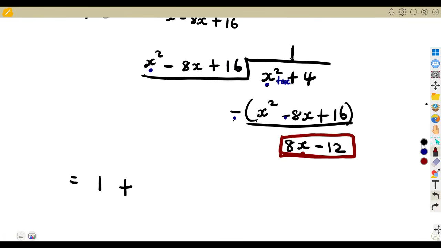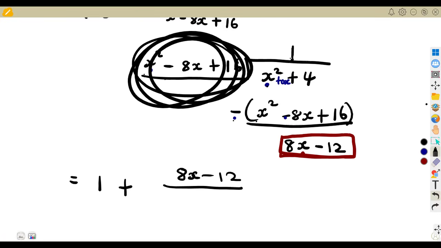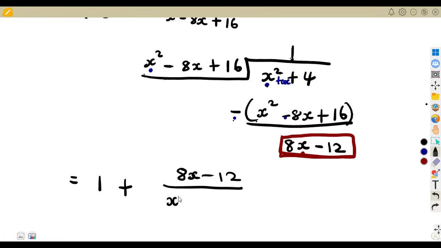So we have failed to divide. We are going to take this as our remainder, 8x minus 12 over the function that was dividing, which is x squared minus 8x plus 16. So this is what you are supposed to have at the end.